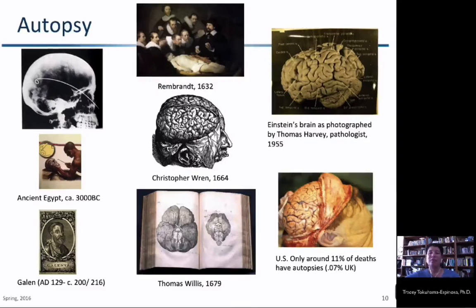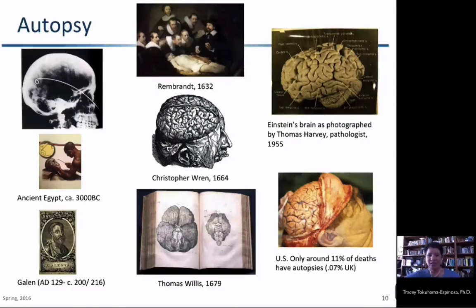We have beautiful, beautiful paintings, if you can call it that, by Rembrandt, drawings by Christopher Wren, Thomas Willis, as I mentioned before, trying to document the human brain based on autopsies that were performed at the time. Maybe one of the most famous autopsies ever to occur was of Einstein's brain, which was photographed in pretty good detail for the technology of the time by Thomas Harvey in 1955.